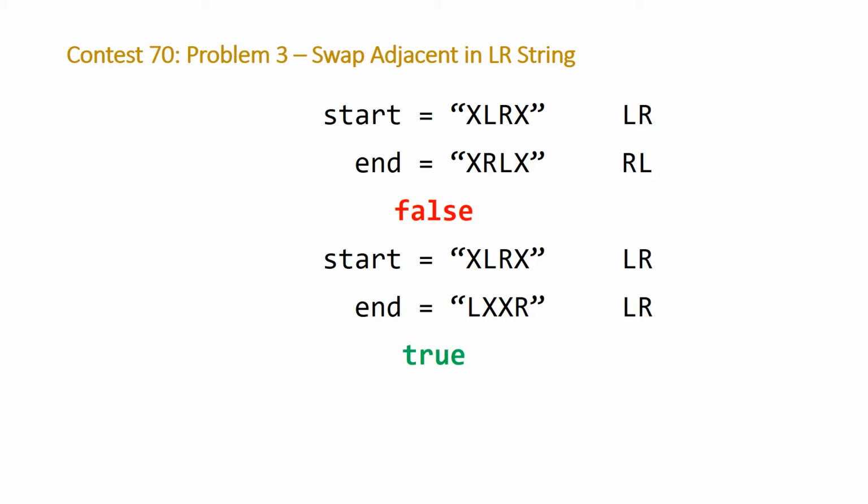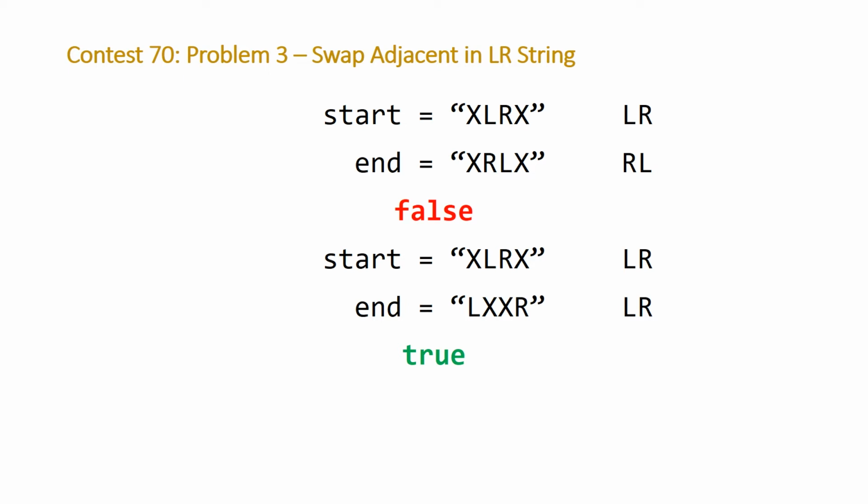So we can see that based on the order of our L's and R's, if they are not in the same order after we remove the X's, we're going to return false in all of those cases. And that's because we can only switch R's with X's and L's with X's. We can't switch R's with L's. So if the L's and R's are out of order, we just know we're not going to be able to get from start to end.